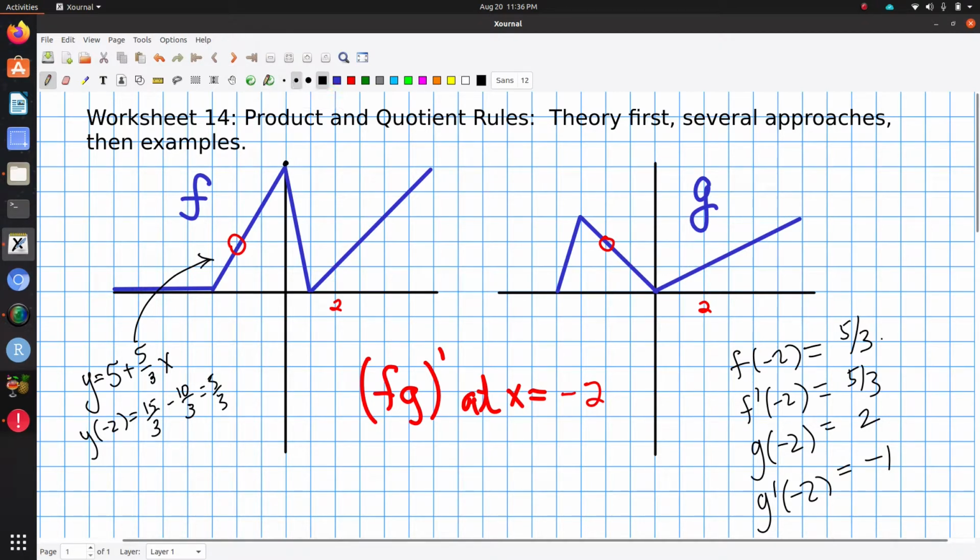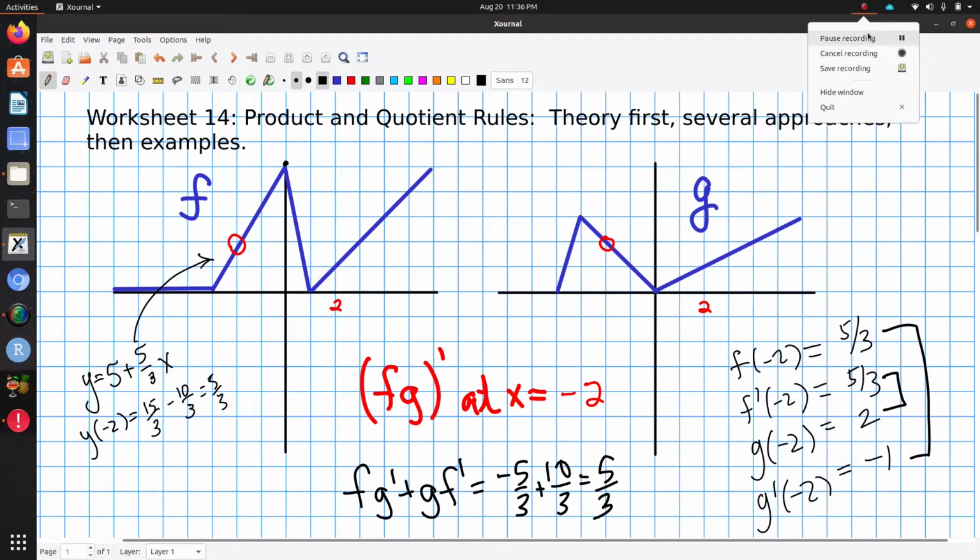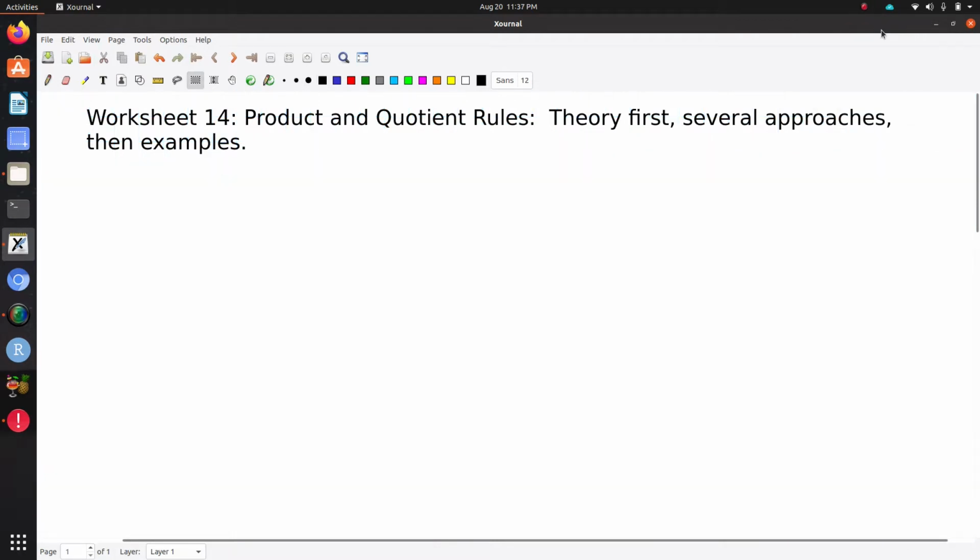So anyway, it's going to be the first times the derivative of the second plus the second times the derivative of the first. So f g prime plus g f prime is 5/3 times -1, so that's -5/3. And then it's going to be 5/3 times 2, so it's 10/3. So all total we end up with 5/3. So hopefully those two examples are enough to show you what's going on with that exercise. And the rest is just sort of advice for the questions.